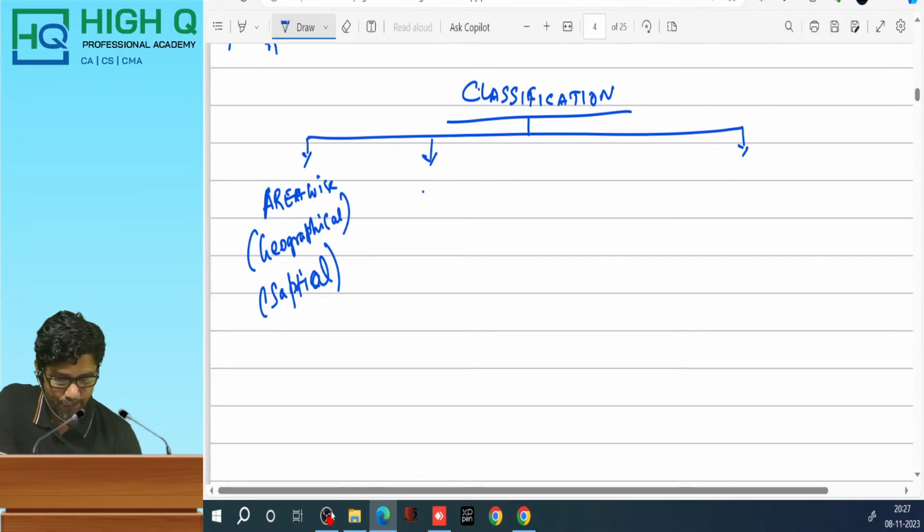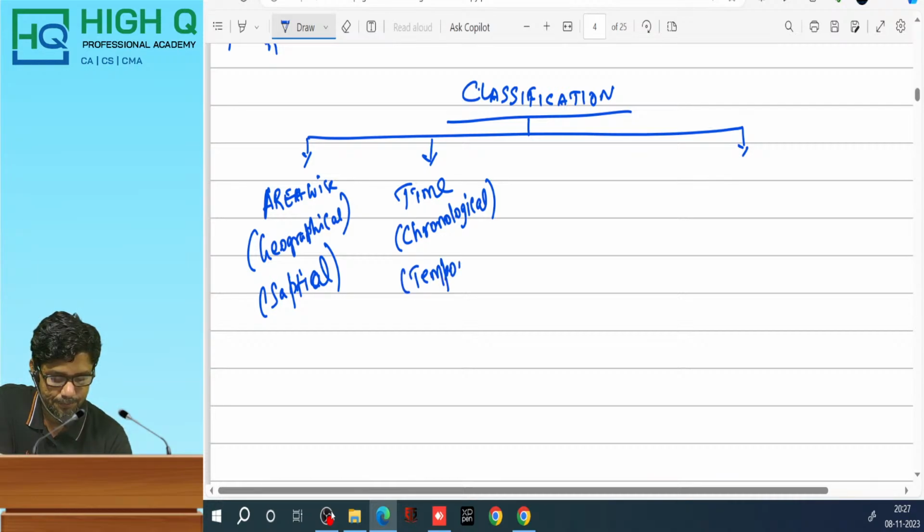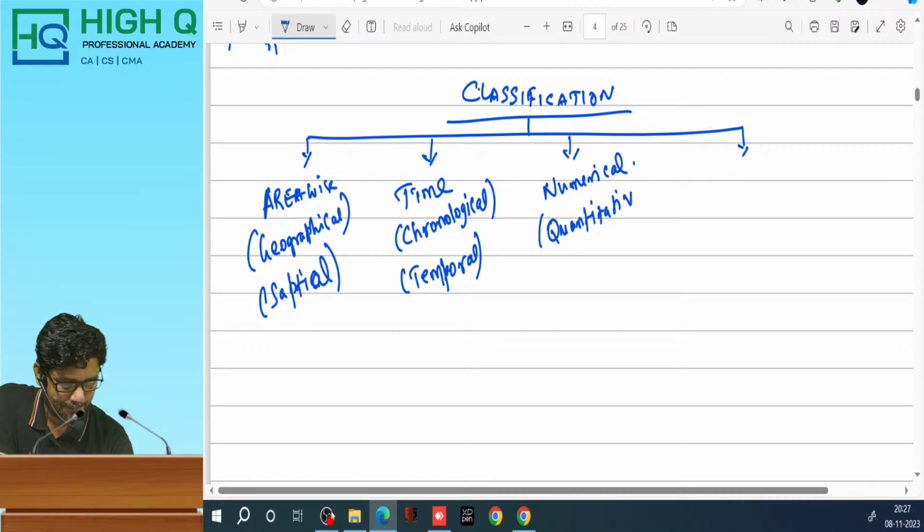Now this is area wise, that is geographical or spatial. Okay, area wise. Next one is what? Time. Okay, time: chronological and temporal. When I divide based on time, like your date of birth, your age, these are based on time, my dear. Then third one, numerical, that is quantitative, or variate. And what is the last? Qualitative.